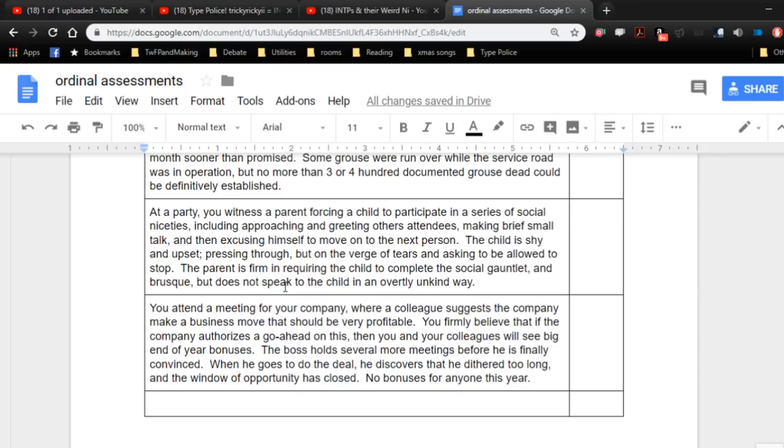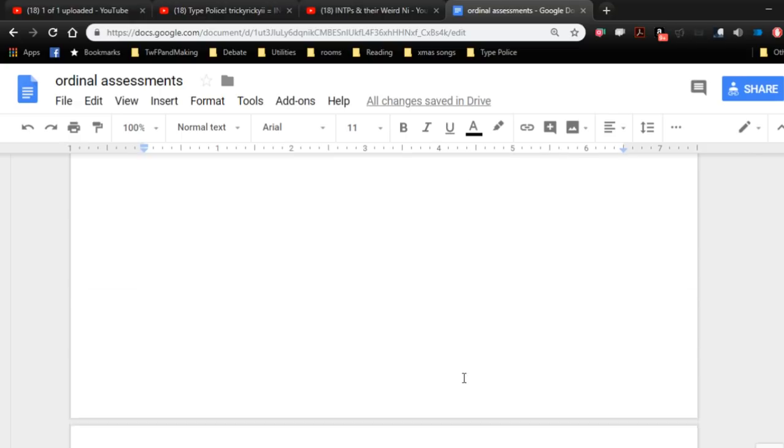And then lastly, you attend a meeting for your company where a colleague suggests the company make a business move that should be very profitable. You firmly believe that if the company authorizes a go-ahead on this, then you and your colleagues will see big end-of-year bonuses. The boss holds several more meetings before he's finally convinced. When he goes to do the deal, he discovers that he dithered too long and the window of opportunity is closed. No bonuses for anyone this year.